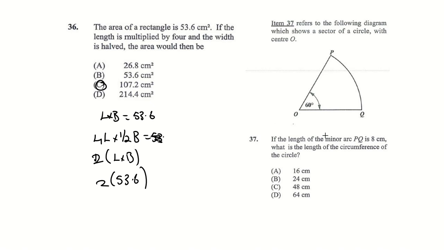Right, if the length of the minor arc PQ is 8, what is the length of the circumference? So we know 60 degrees is 8 centimeters, so 1 degree would be 8 over 60. So 360 degrees would be 8 over 60 multiplied by 360 over 1. 6 8s are 48. So the answer is C. Right, the area of a triangle is 30 and its base is 10, so that is 10 multiplied by its height over 2 is equals to 30. That's 10 by h is equals to 60. 10 by 6 is 60, so the answer is A.